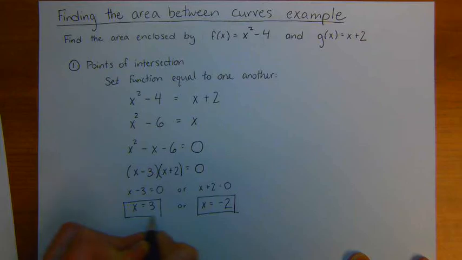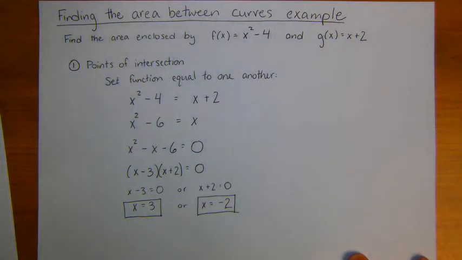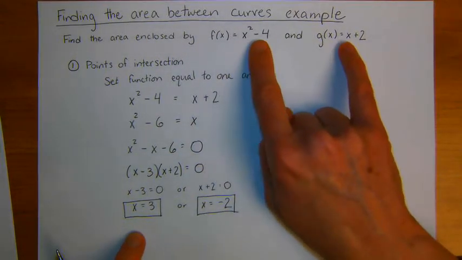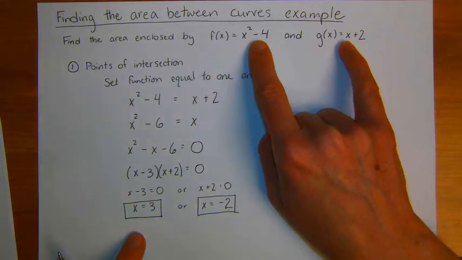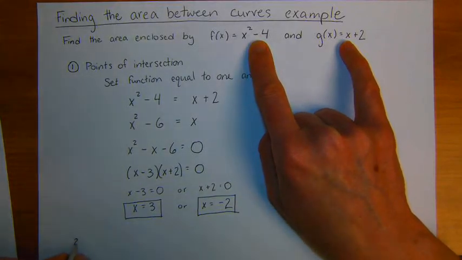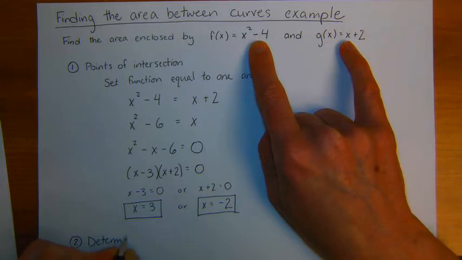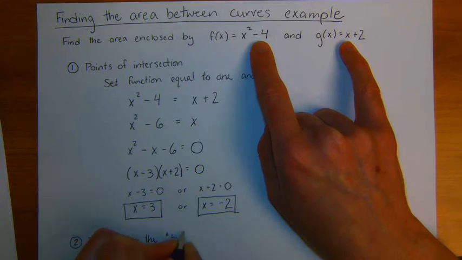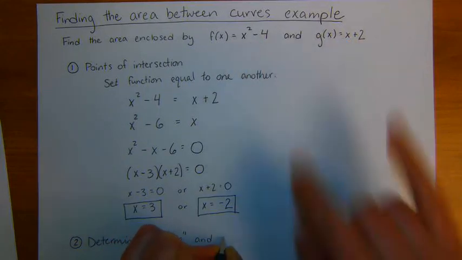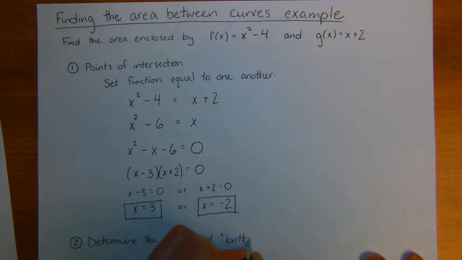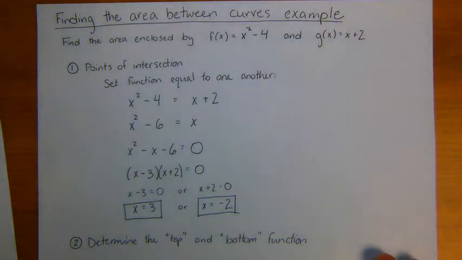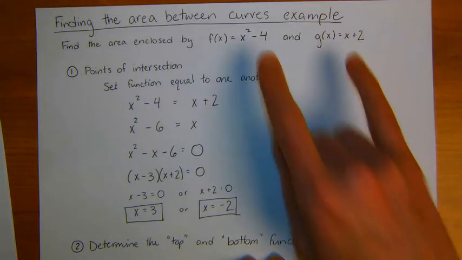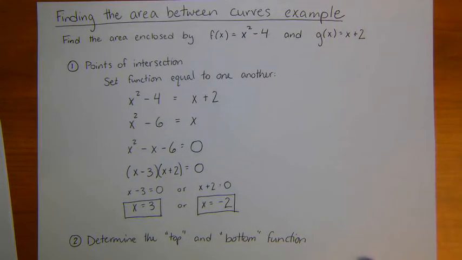So now that I've found these points of intersection, I'm ready to set up my integral, but I'm not sure which function is going to be on top or which function is going to be on bottom. So the next step that I want to do is determine the top and bottom function. And there are a couple of ways to do that, but I think that if the curves are relatively straightforward, the easiest way to do it is graphing.